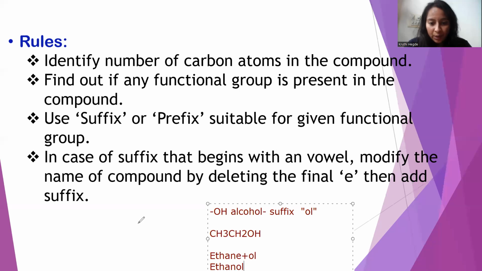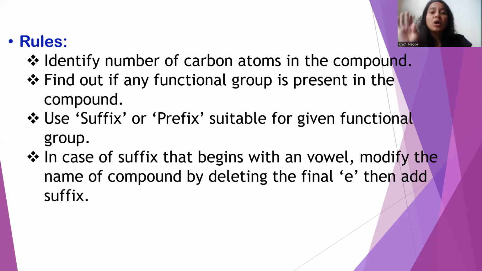E I have removed, OL I have added. What I have done? I have removed this E and added OL. So vowel means AEIOU. You know that from your English knowledge. When it starts with vowels, then we need to remove the E from the name and add OL. So these are simple rules that you need to remember. First, count the number of carbon atoms. Second, once you have counted, you will be able to write the name, which is called the parent name.